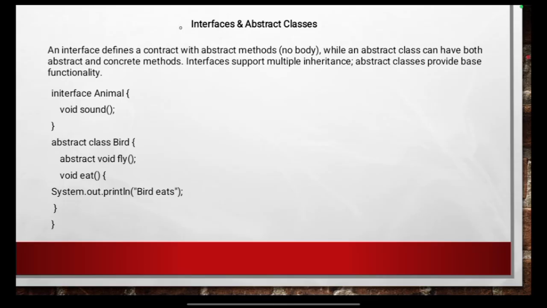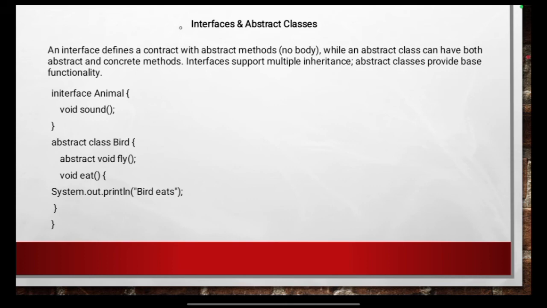In contrast, the Bird abstract class shows a different concept. Abstract classes can have both abstract methods like fly and concrete methods like eat. The abstract method fly requires subclasses to provide their own flying behavior, while eat already provides a shared implementation. Now, class Sparrow extends Bird. void fly() { System.out.println("Sparrow flies"); } Here, Sparrow must implement the fly method but can use the existing eat method as it is.